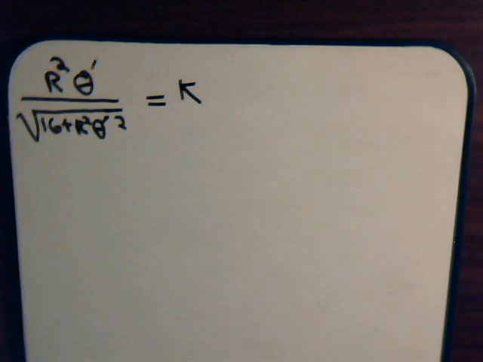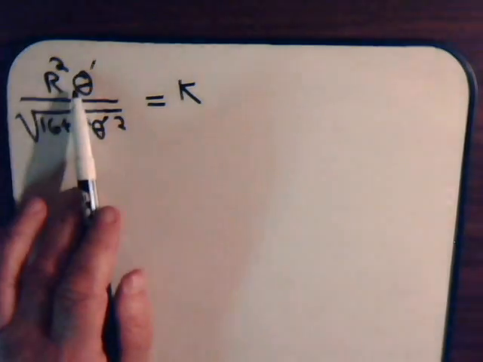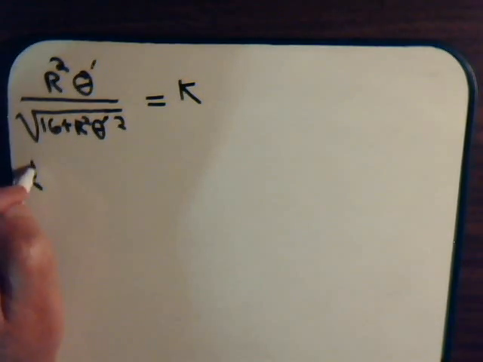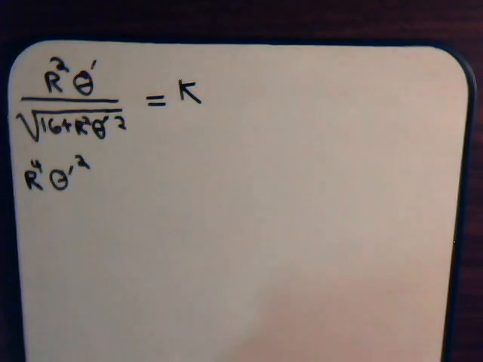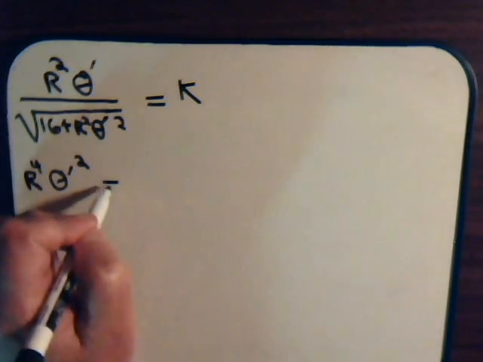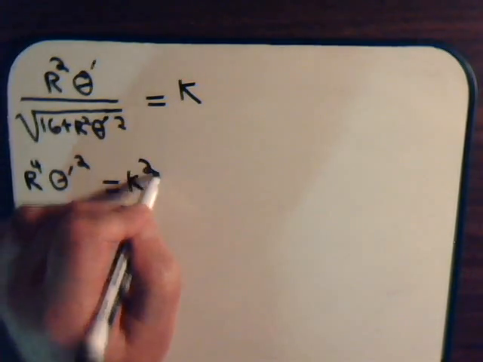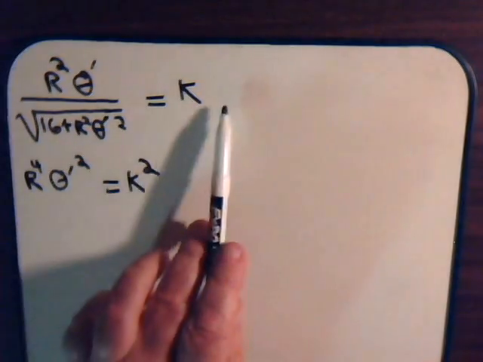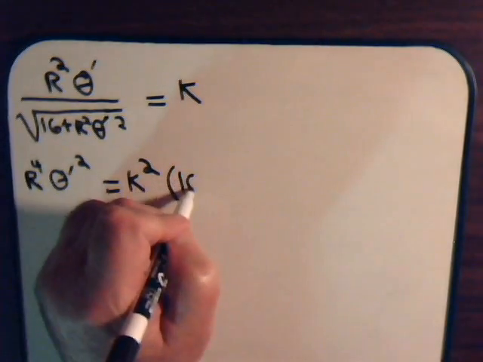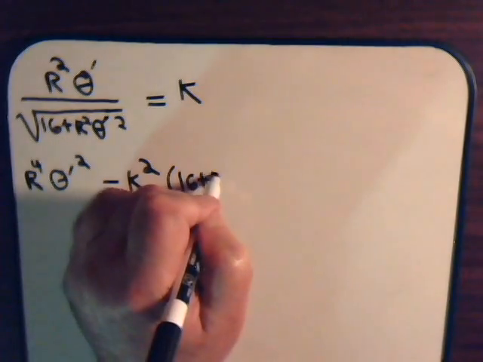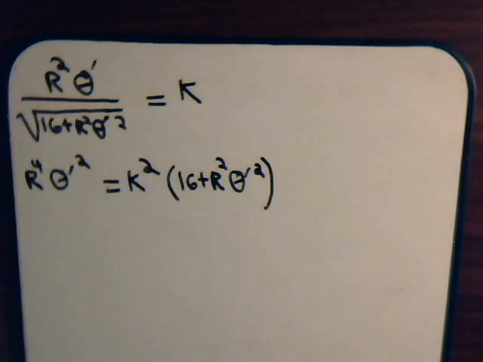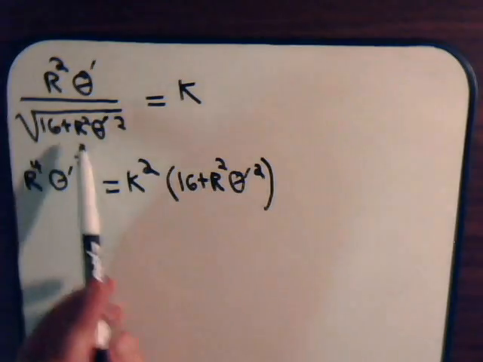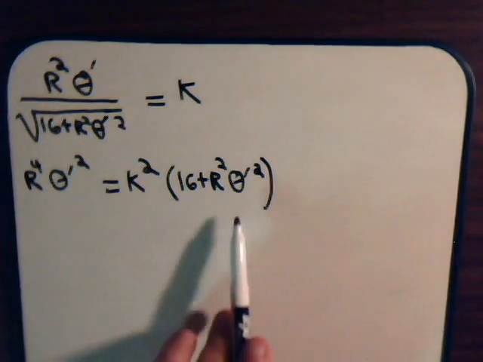So if we square everything, that gets rid of that square root sign. So up here we would have r to the fourth theta prime squared, and then on this side of the equation that will be k squared, and this square root sign goes away, so let's multiply both sides by 16 plus r squared theta prime squared. So we did two steps in one. We squared this equation, then brought this over to this side after we squared it. Let's bring this over to here then.